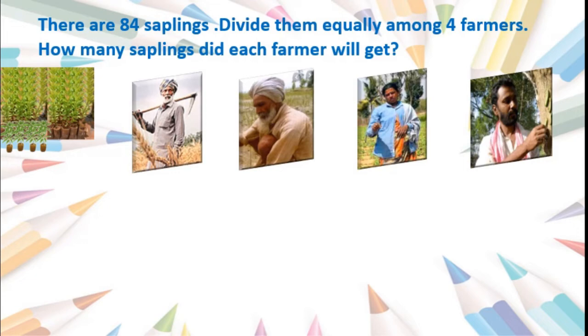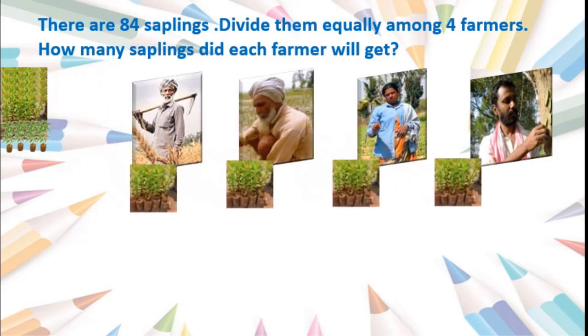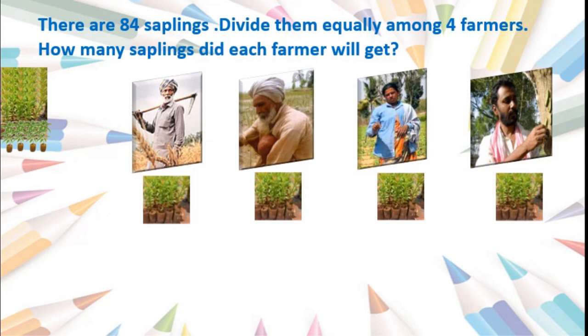The first farmer said, first we will give 10 saplings to each of us. Okay, said the rest all. So he divided 10 saplings to each. Then here 84 saplings minus 40, because 10 plus 10 plus 10 plus 10 is 40, isn't it? So how many remain? 44 saplings remain.